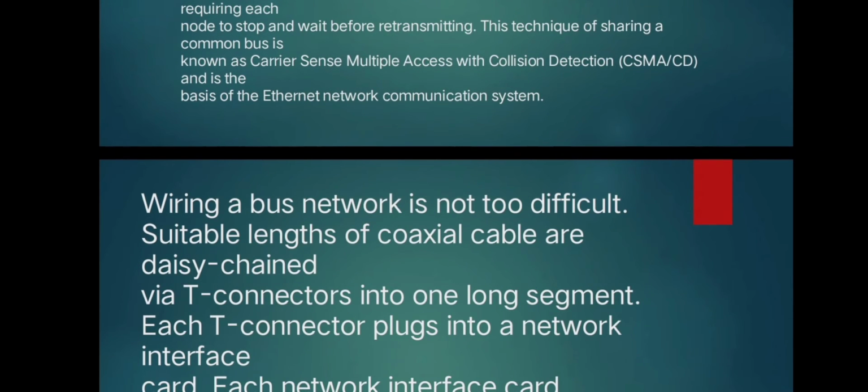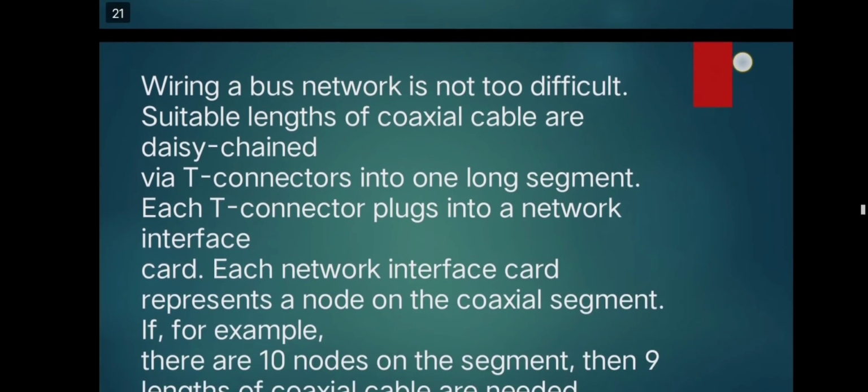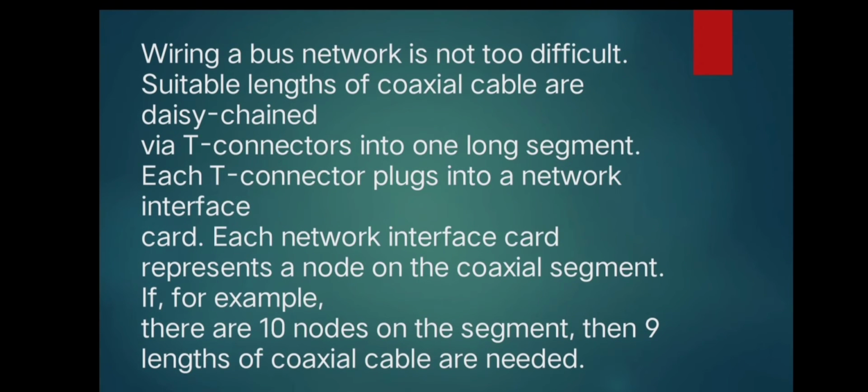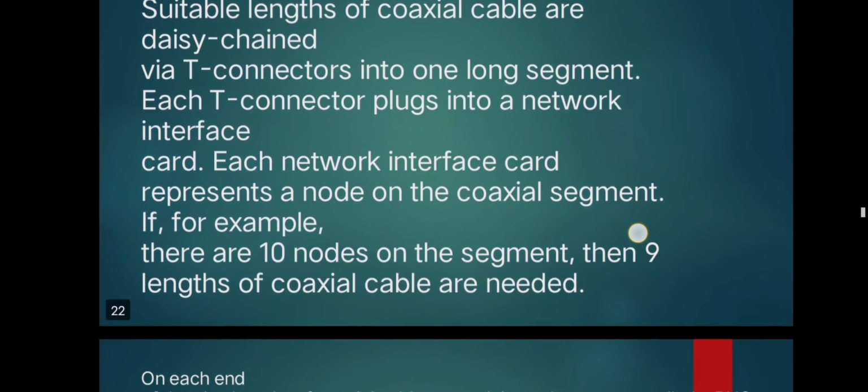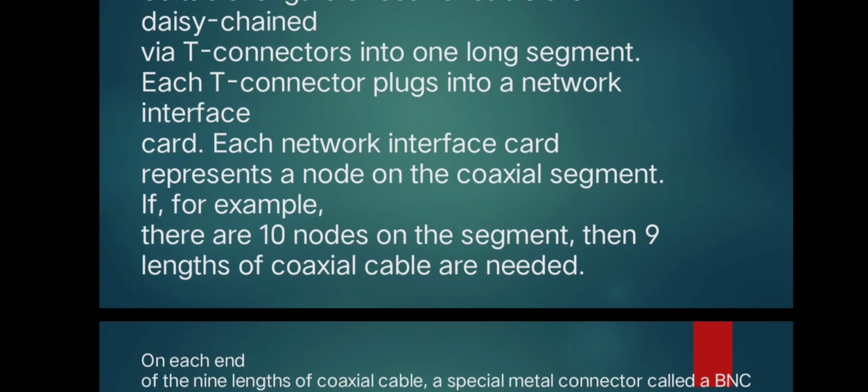Wiring a bus network is not too difficult. Suitable lengths of coaxial cable are daisy chained via T connectors into one long segment. Each T connector plugs into a network interface card. Each network interface card represents a node on the coaxial segment. If, for example, there are 10 nodes on the segment, then 9 lengths of coaxial cable are needed.